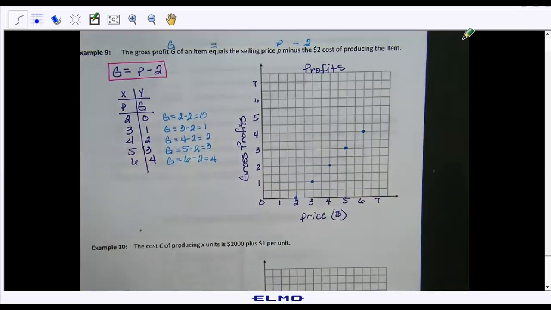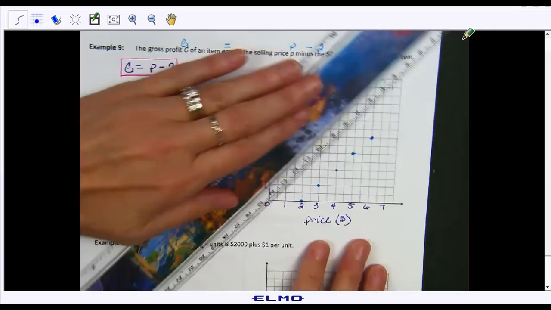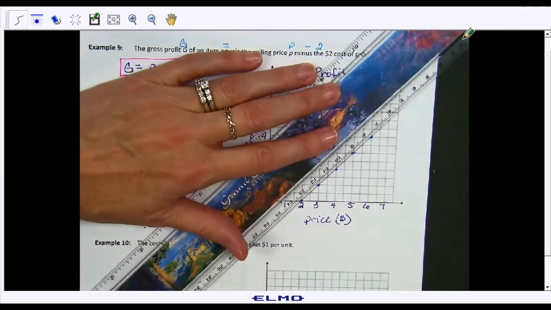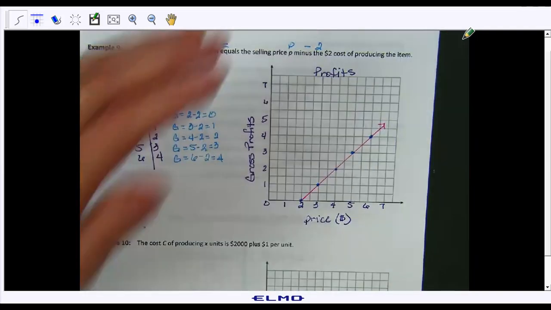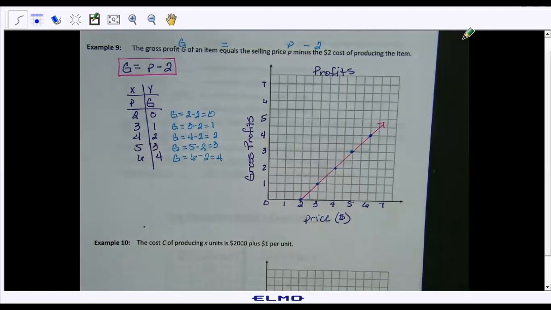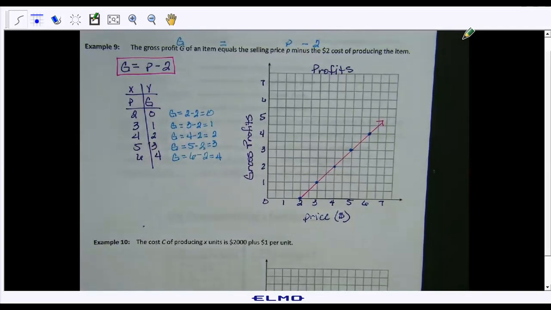And you could actually keep going if you wanted to on the graph. So on your graph, you don't have to skip lines either. I just like to do that to use up all of my space. Okay, any questions on this one? Okay, let's go to the next one.